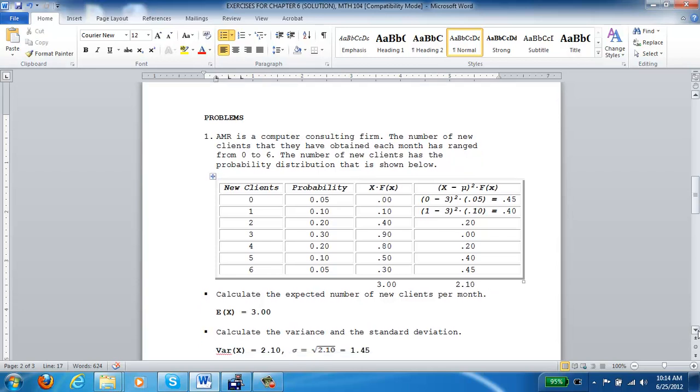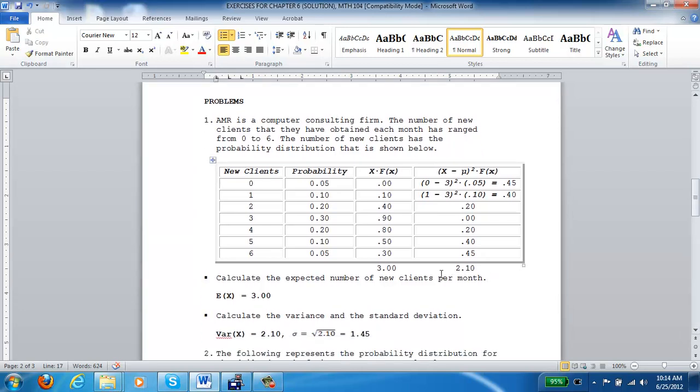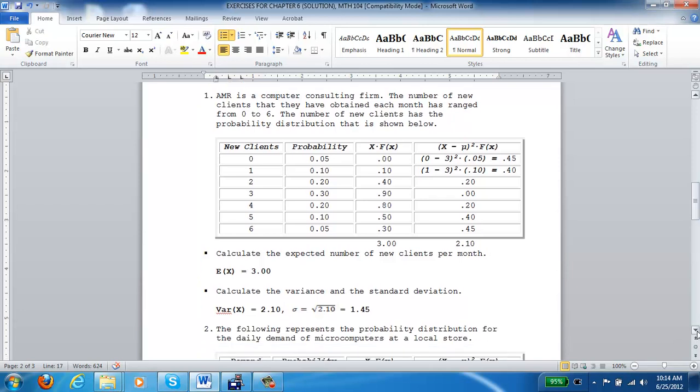The summation gives you the variance, so 2.10 is the variance, and then you take the square root of the variance, and this is the standard deviation. So the standard deviation is 1.45.